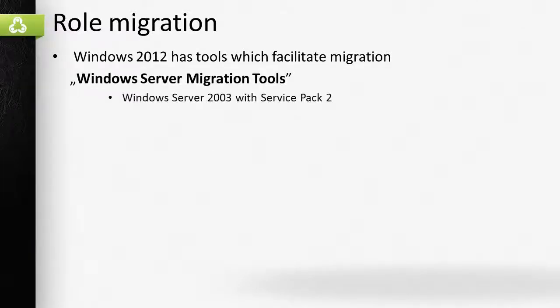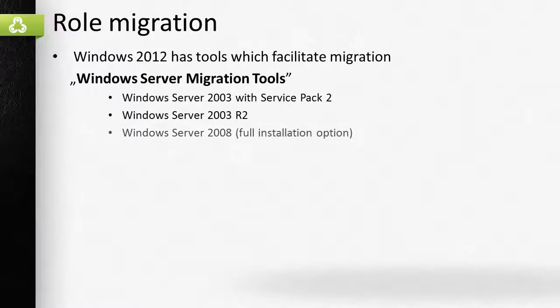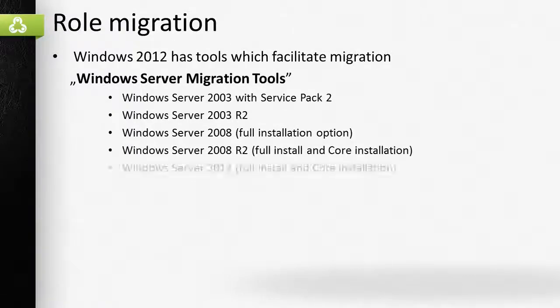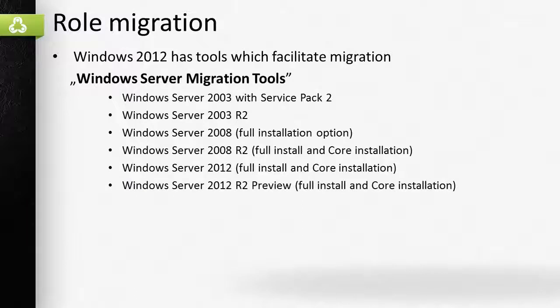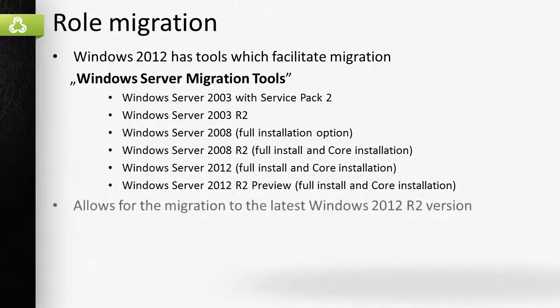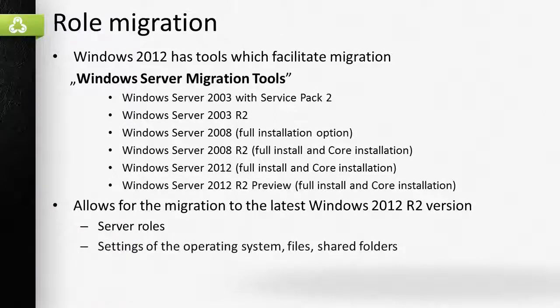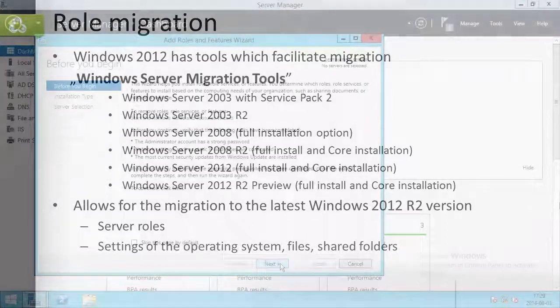Windows Server 2012 includes a tool called Windows Server Migration Tools. It makes it possible to migrate roles present in the earlier versions of the Windows Server system, starting from Windows Server 2003 Service Pack 2. We can carry out migration from both the full install and core versions. Windows Server Migration Tools make it possible to migrate server roles, system settings, files, and shared files to the latest 2012 R2 version.